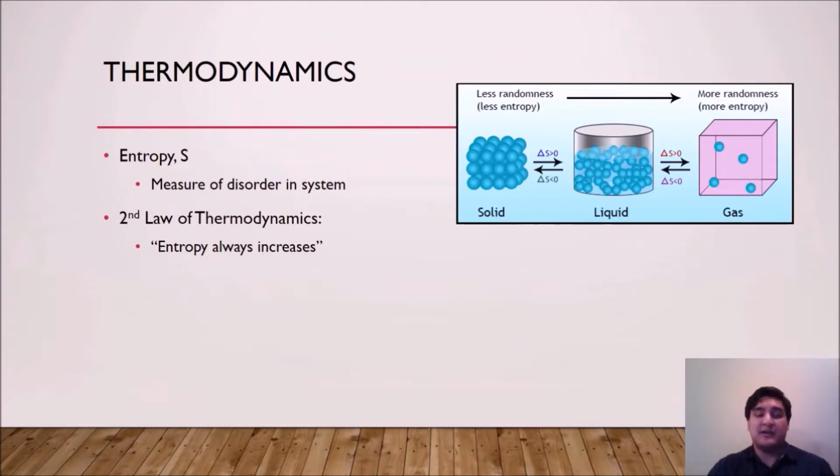This explains why ice melts at room temperature, as can be seen here in this diagram, because the solid wants to increase its entropy, so it's turning into a liquid where the molecules have more room to move.